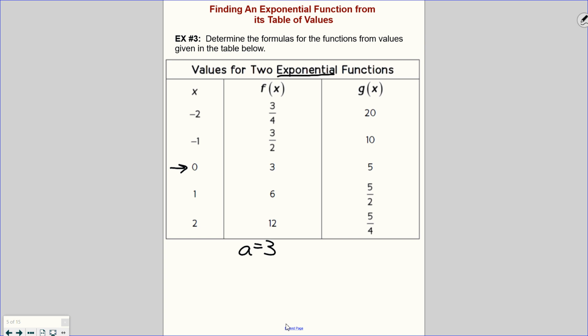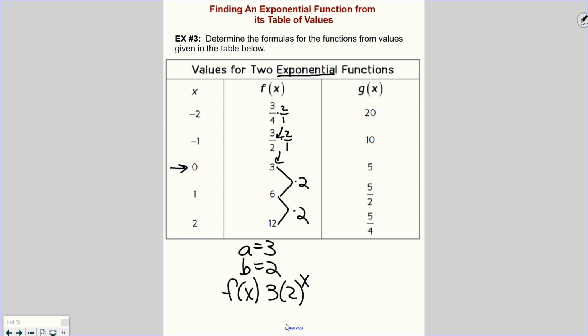Well, if you look a little higher, it's much easier. 3 to 6 means you're multiplying by 2. 6 to 12 is times 2. And then let's just verify that that's what happens everywhere else. If you take 3/4 times 2 over 1, you definitely get 3/2. Multiply it times 2 over 1, you definitely get 3, and so on. So that means the thing you're multiplying by repeatedly, which is what an exponent does, is 2. So therefore, f of x is going to be 3 times 2 to the x. And there you go.